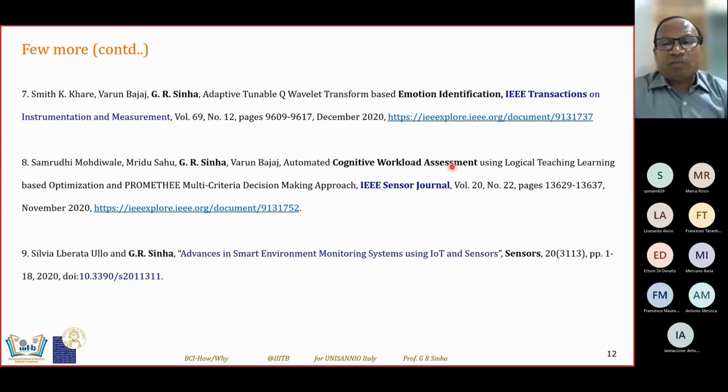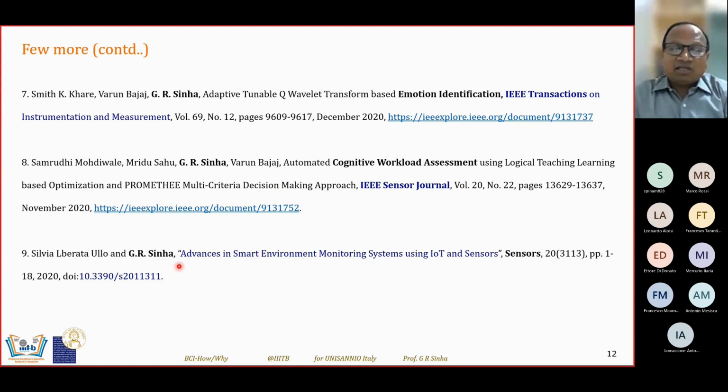This was an interesting paper that appeared in 2020 in the IEEE Sensors Journal. A popular method, TLBO, teacher learning based optimization, was used. There were a number of methods used to assess the cognitive workload, so how to rank the different methods and classifiers? PROMETHEE is a very popular method which was used. I'm just telling you this to create interest in you: where is AI? Where is the role of AI? I'm just trying to tell you.